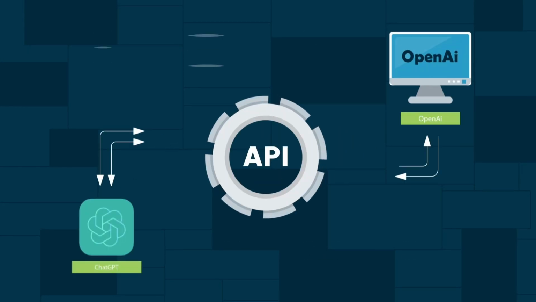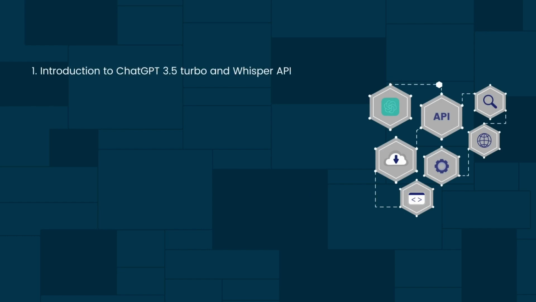Introducing you the ChatGPT API. There are some main headings of ChatGPT API such as Introduction to ChatGPT 3.5 Turbo and Whisper API.